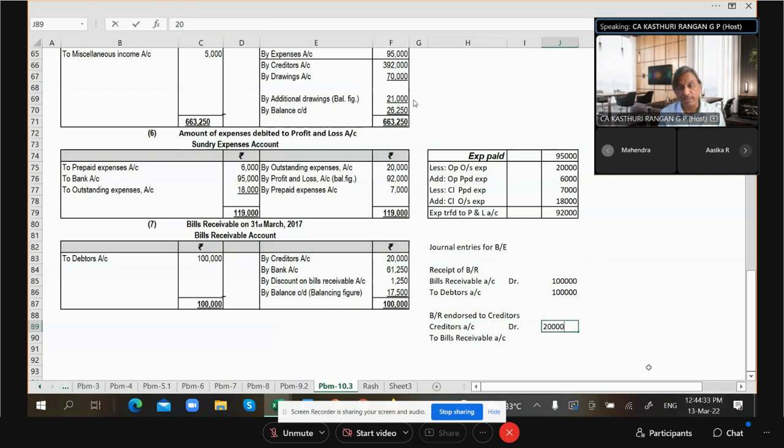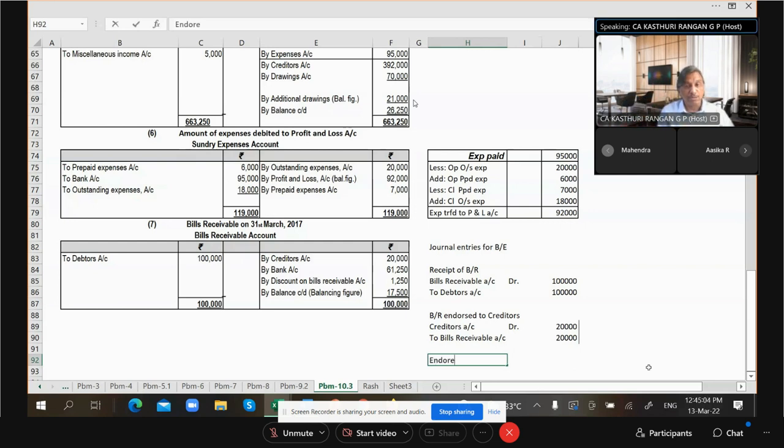So 20,000 only endorsed. Out of the 20,000, 4,000 got dishonored. So you gave a bill to the creditor, you thought you have made the settlement. But out of 20,000, 4,000 got dishonored. That means you still have to make the payment to the creditor. On the contrary, your debtor gave a bill that got dishonored. They have not made the payment. You have to collect it from them.